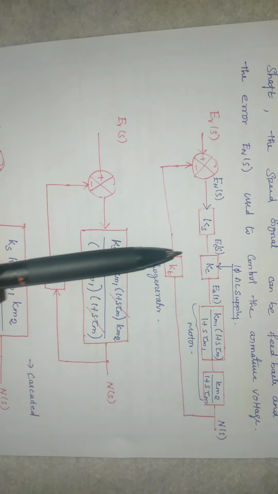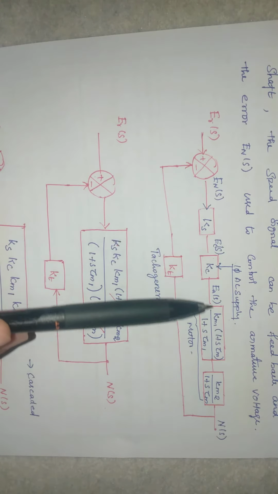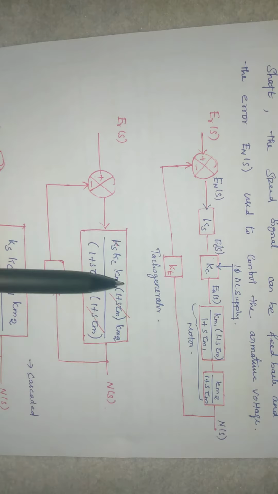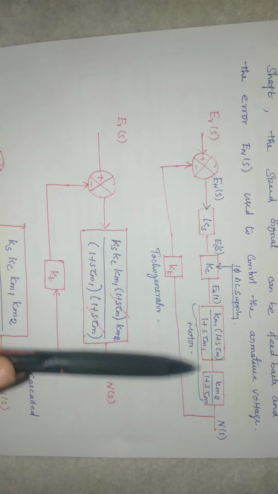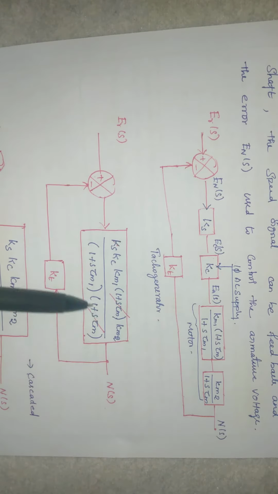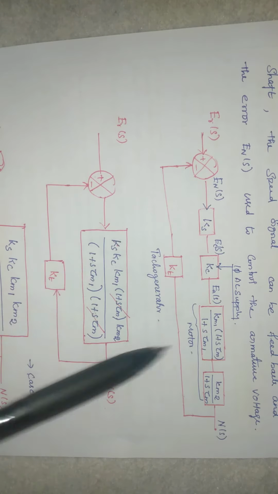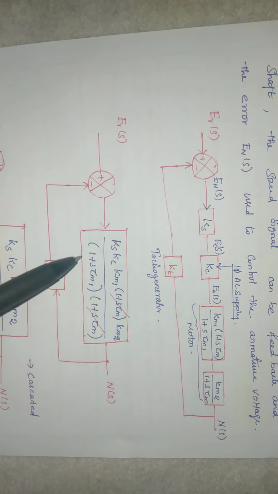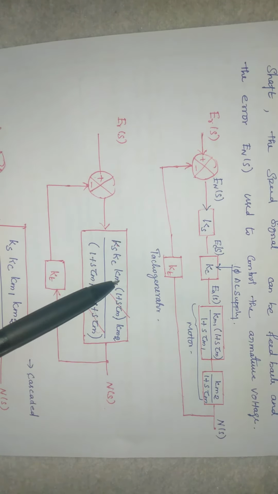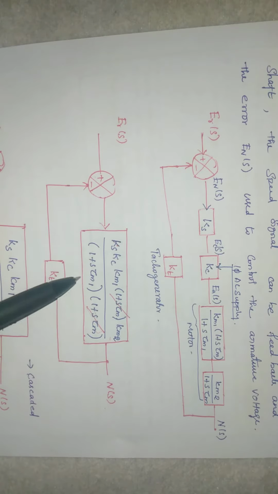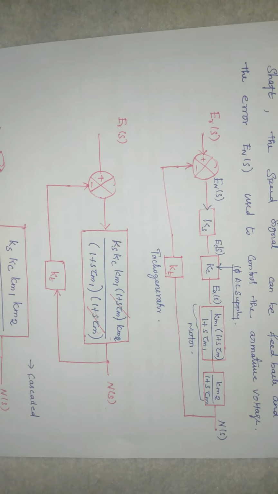So now we are going to multiply Ks, Kc, Km1, Km2 into 1 plus S tau m in the numerator, and in the denominator we have 1 plus S tau m and 1 plus S tau m1. All the terms are cascaded, so multiplied with each other, and now we are simplifying it. Finally we get Ks, Kc, Km1, Km2 divided by 1 plus S tau m1. The remaining two terms get cancelled.